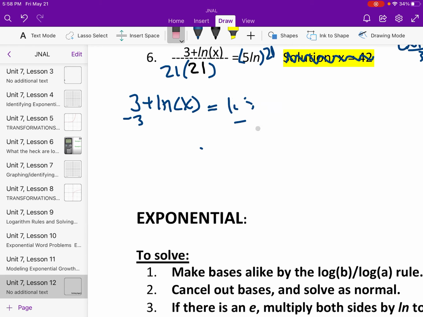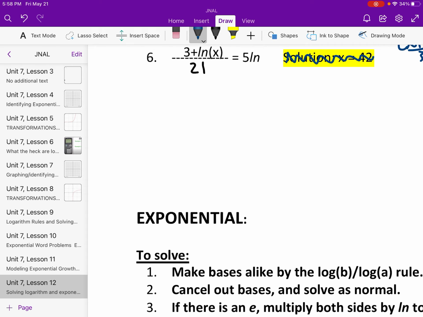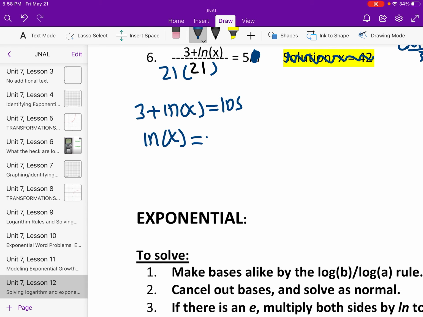Right, still, the answer wouldn't be 42. Okay, so no ln. Pretend like that's not there. Alright, still, we're going to multiply by 21. And we get 3 plus ln x equals 105. We then subtract by 3 on both sides. Ln of x equals 102.